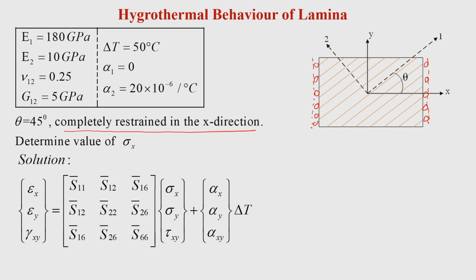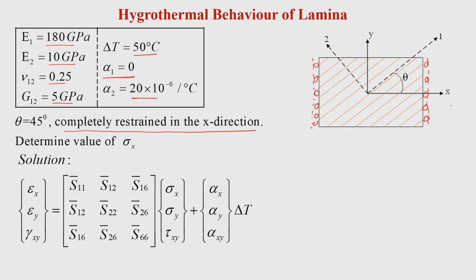All these are given: E1, E2, nu 12, G12. It is experiencing a temperature change of 50 degrees Celsius, given that alpha 1, the longitudinal coefficient of thermal expansion, is 0, and alpha 2 is given as this. We need to find out the stress along x. Naturally, because it is constrained in the x direction, there will be stress along x, it will experience sigma x. That we can clearly understand. So, what is that sigma x?